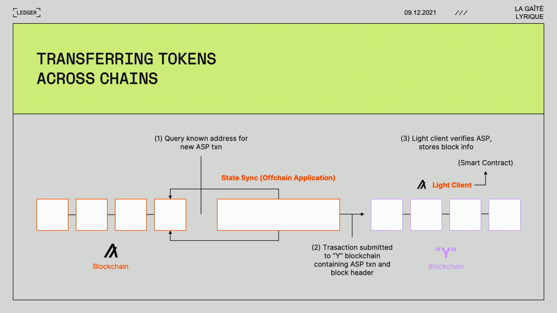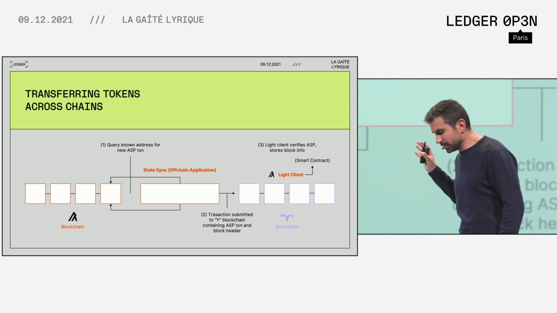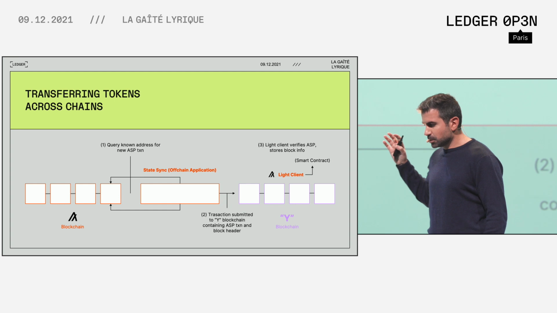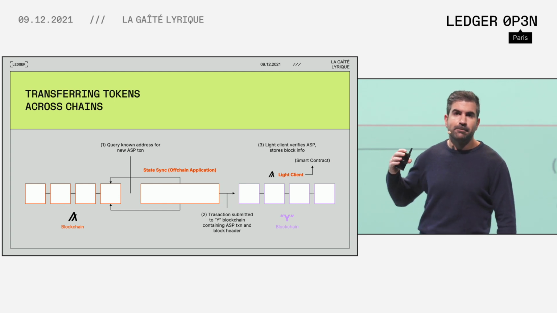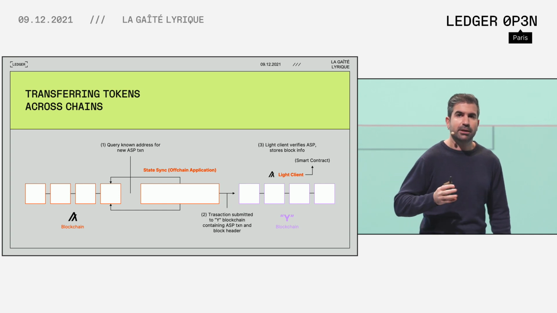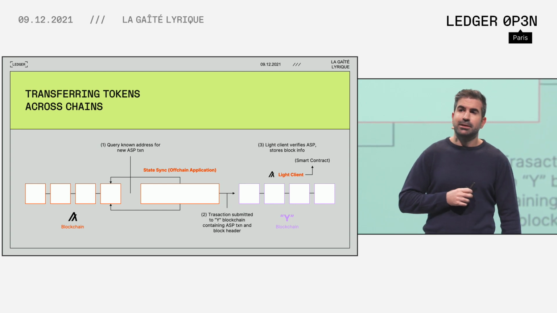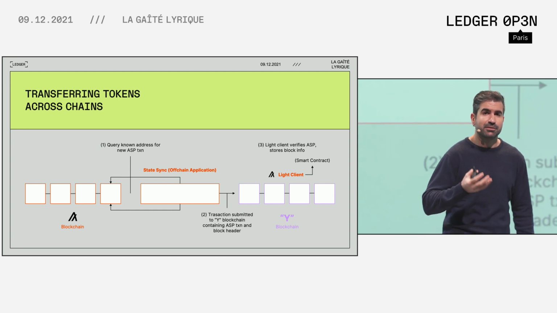And now, when this light client gets updated on the other chain, we can answer questions like, hey, has this transaction on Algorand occurred? Hey, did this account A in round R have a specific balance B?